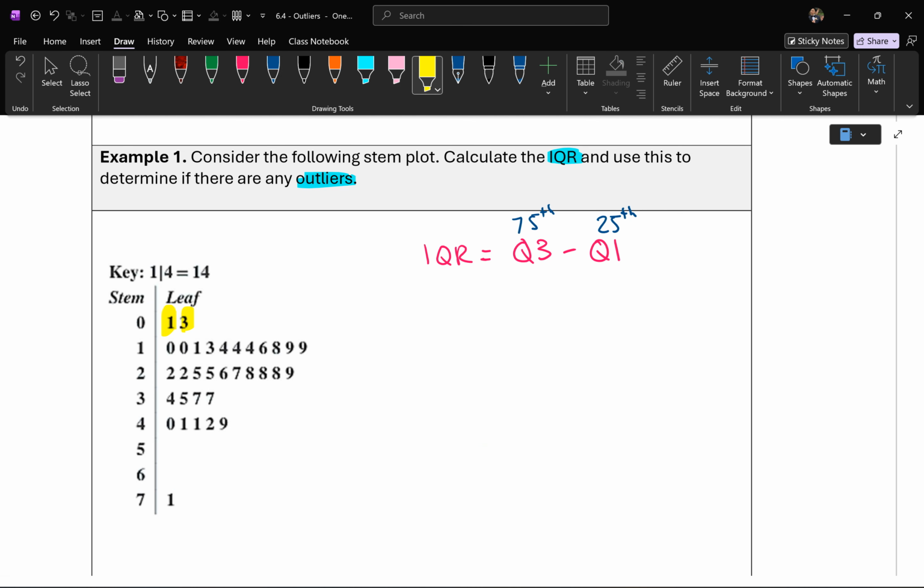Got 1, 2, 3, 4, 5, 6, 7, 8, 9, 10, 11, 12, 13, 14, 15, 16, 17, 18, 19, 20, 21, 22, 23, 24, 25, 26, 27, 28, 29, 30, 31, 32, 33. So I got 33 data points. 33 of them. So N equals 33.